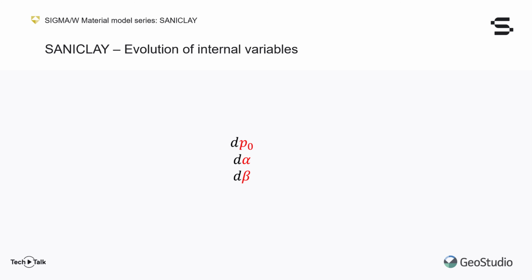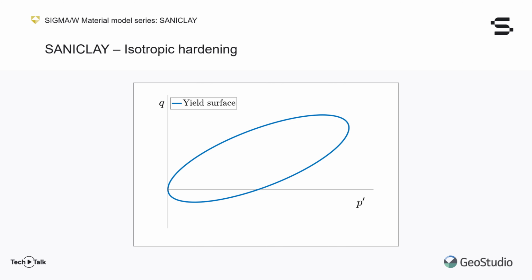Each of SANICLAY's internal variables will evolve as plastic strains accumulate during loading. We won't review the specifics of these equations for the sake of brevity, but the important aspect of this part of the model to understand is that there are two mechanisms working together as plastic strains accumulate. The first mechanism is called isotropic hardening. This mechanism is responsible for the change of size of the yield and plastic potential surfaces.